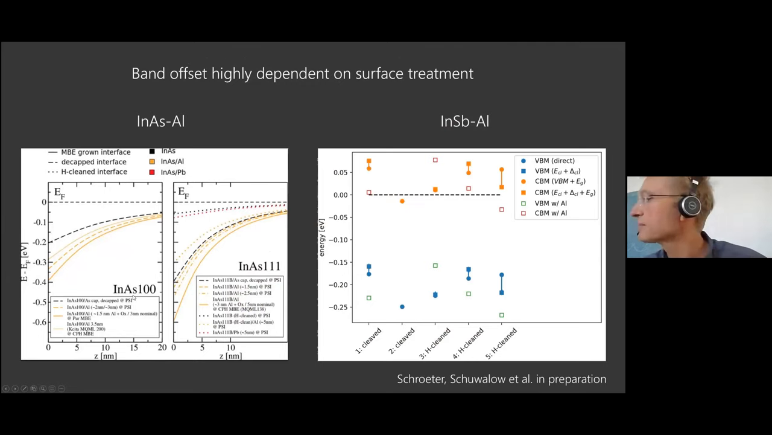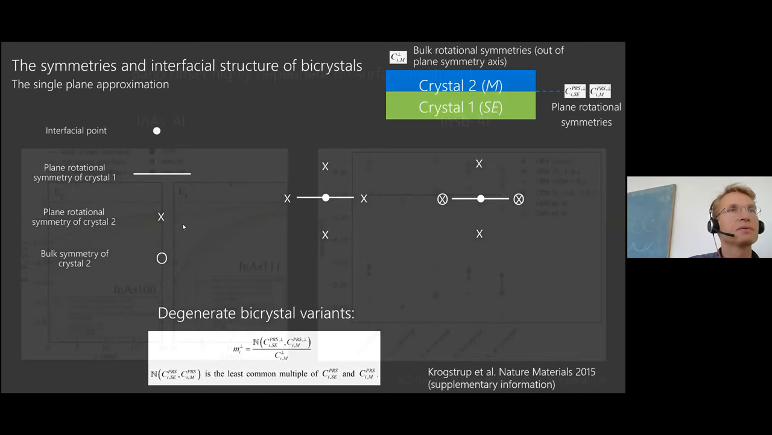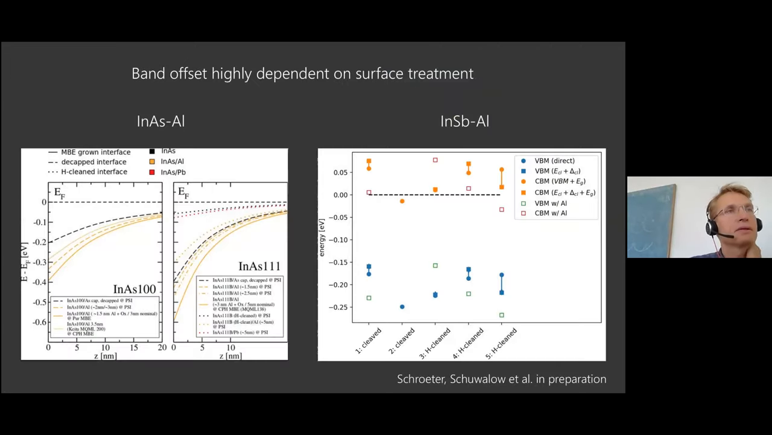I can see my time is running extremely fast, so I will skip through these presentations, but say that the difference between these different band alignment profiles is simply fabrication details. And the same with indium antimonide, you also have some differences in how you cleaned it up, if you have aluminum or not, but it typically lies light, it's almost gapped in the semiconductor.